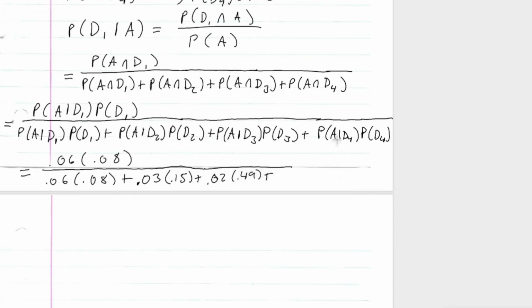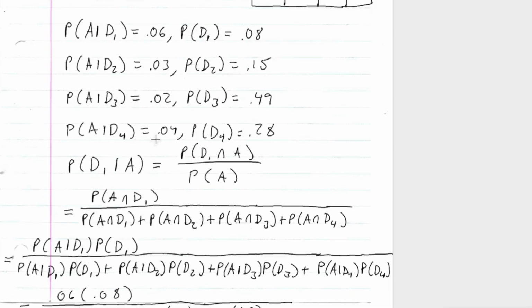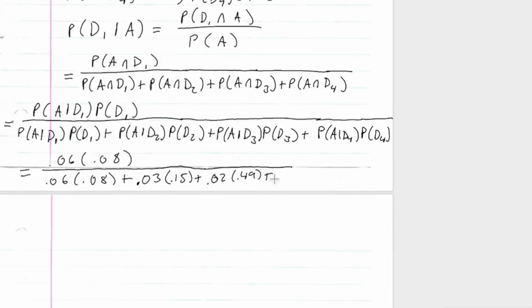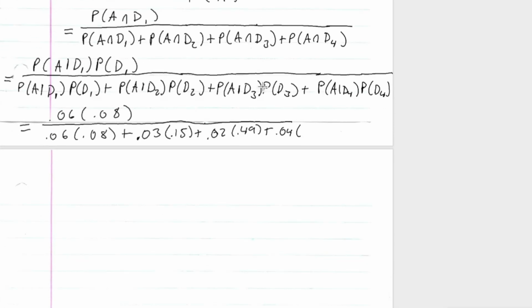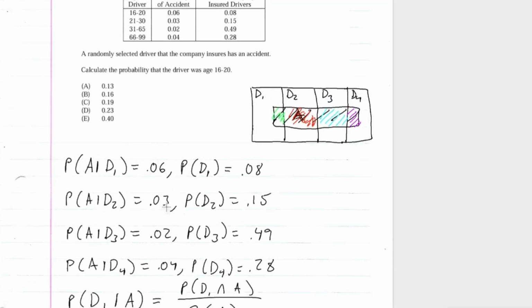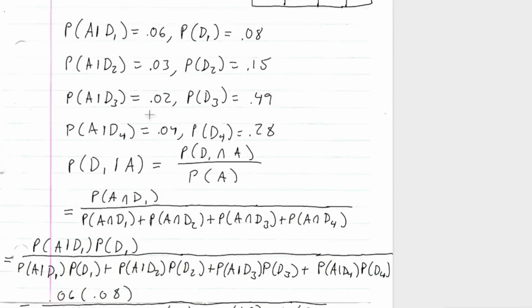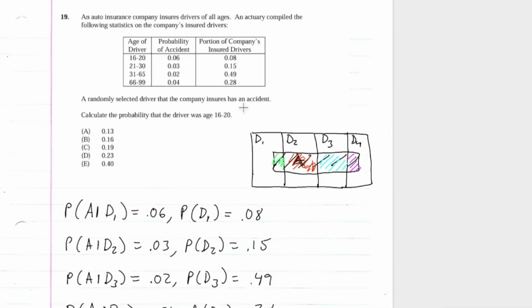Plus, and then lastly, the probability of A given D4 is 0.04 times the probability of D4, 0.28, and then this is equal to 0.1584. So the probability that the driver was aged 16 to 20, given that he had an accident, is about 16%.